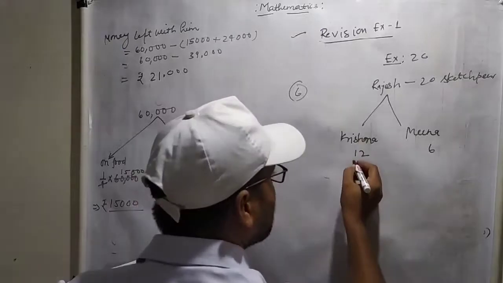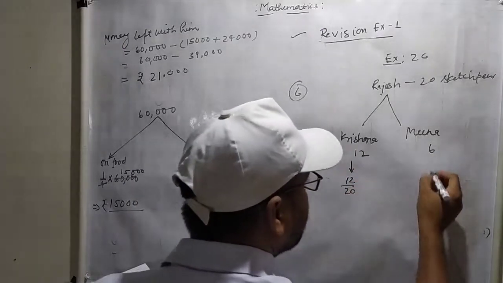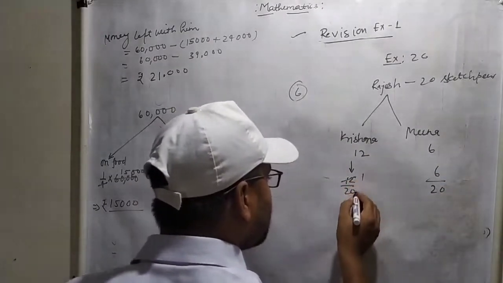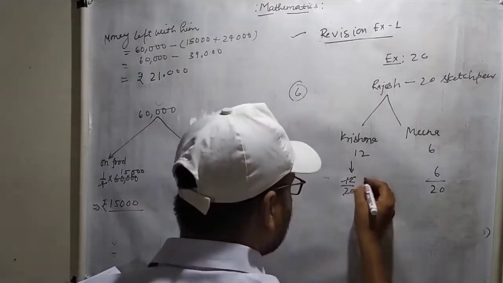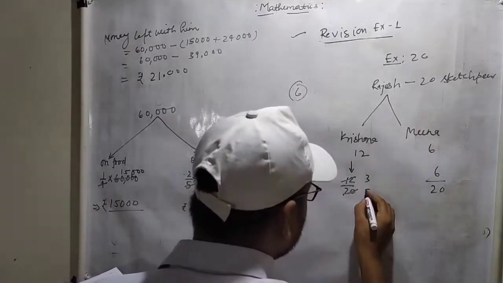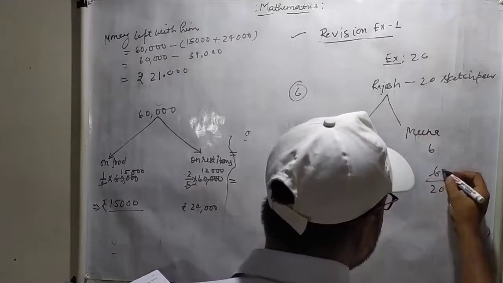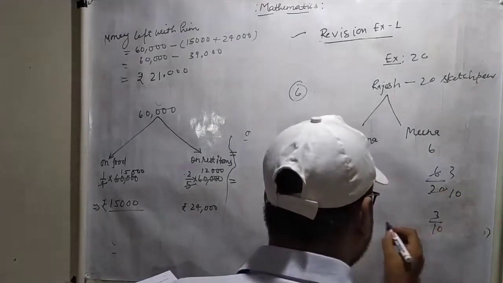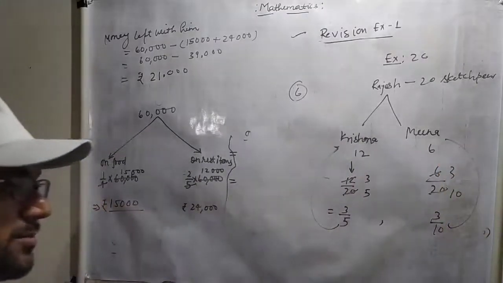So what is the fraction got by Krishna? 12 upon 20, and Meena's fraction is 6 upon 20. Cut this one by 4: 4 3s are 12 and 4 5s are 20. So that fraction is 3/5. And this one by 2: 2 3s are 6 and 2 10s are 20. So the fraction of Krishna is 3/5 and the fraction of Meena is 3/10.